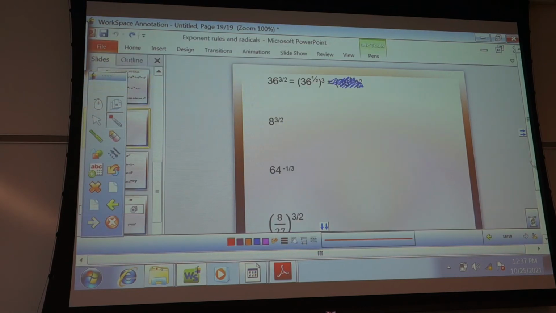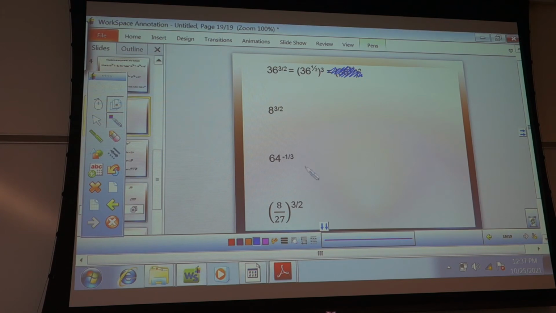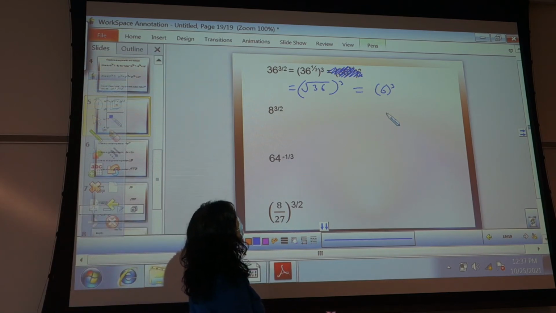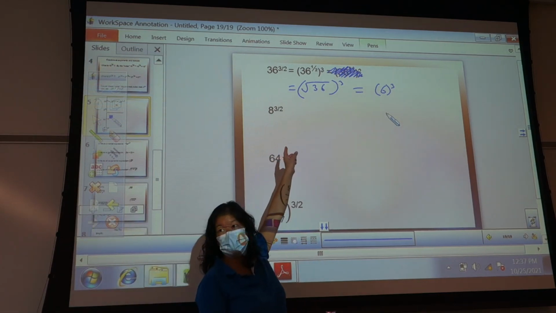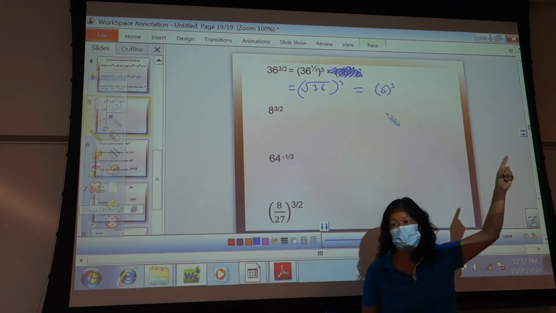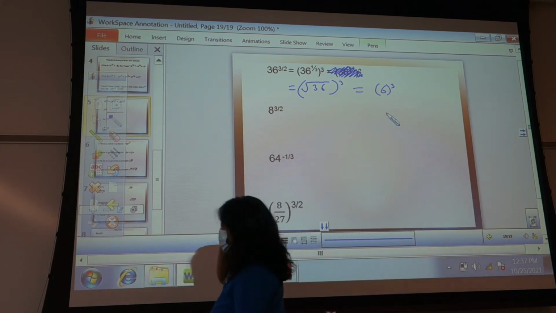So back to this part here. If you want to rewrite it as a radical, I think people might be more familiar with that. Think of it like this: it's the square root of 36. Square root of 36? 6. 6 to the third? 6 times 6 is 36. That's the square root, and then we raise it to the third power. Oh, so here, you found it.